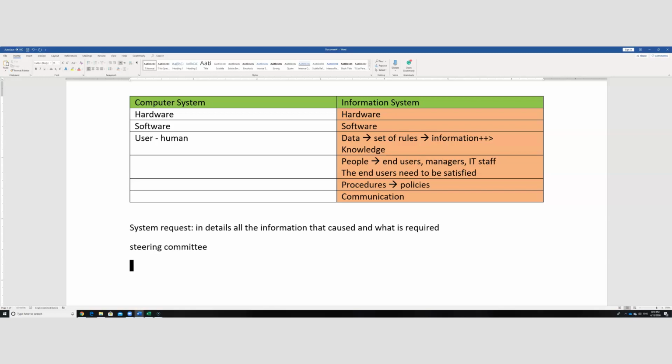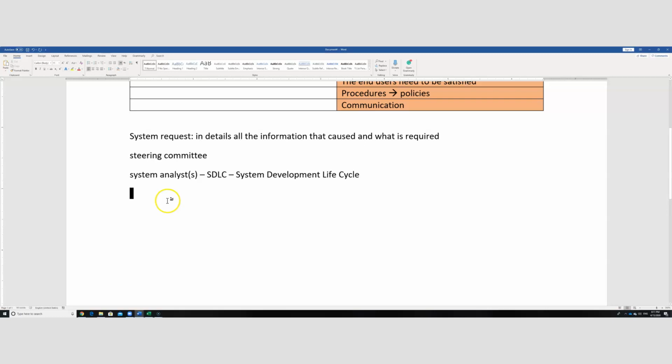So they send that to the IT staff, and they have a system analyst, or multiple analysts, of course, depending on the size of that request. The analysts will initiate the process of the system development life cycle.